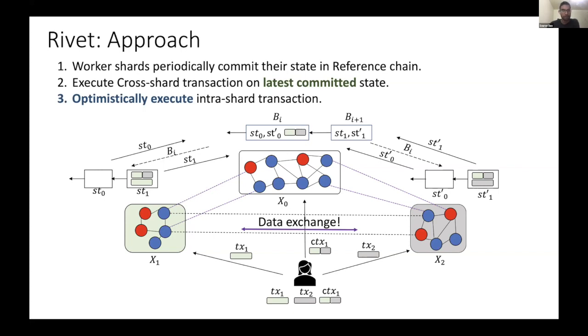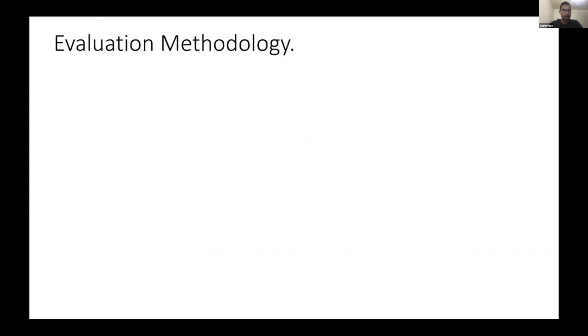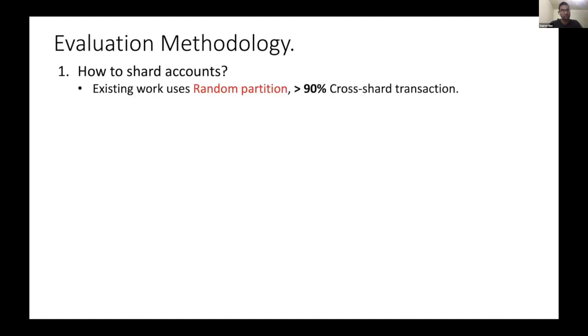And now I'll talk about how we evaluate our system. The basic question in evaluating a sharded system is how to shard accounts and how do we get a sharded trace where we have cross-shard transactions. Existing works consider a random partitioning where they randomly shard accounts to different shards and use a simulated transaction trace to evaluate their system. We consider a different approach where we look at Ethereum transaction history and access patterns and consider a more realistic sharding.